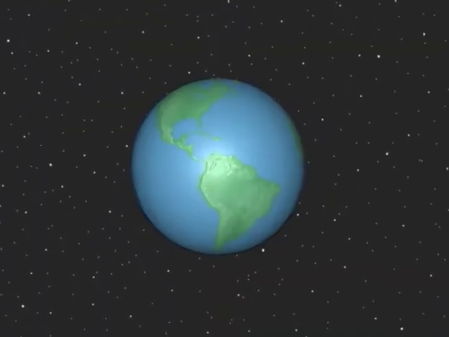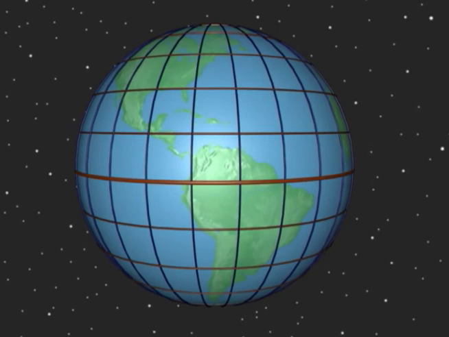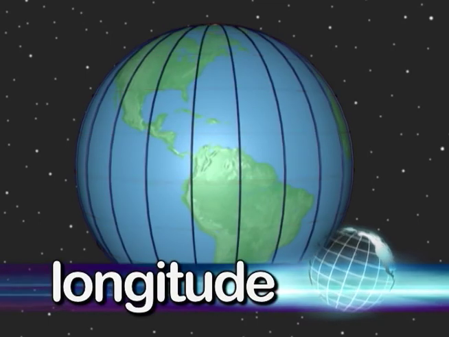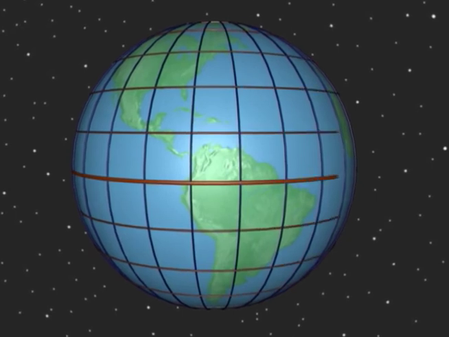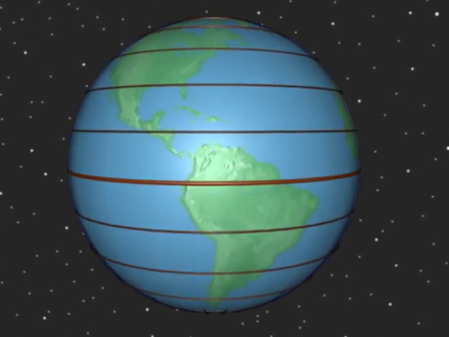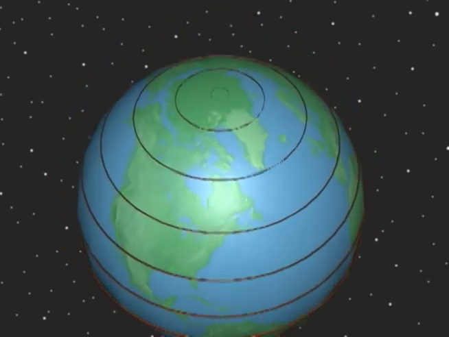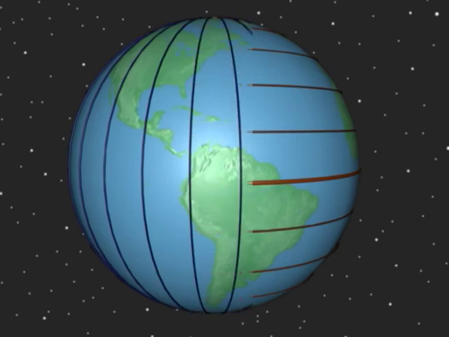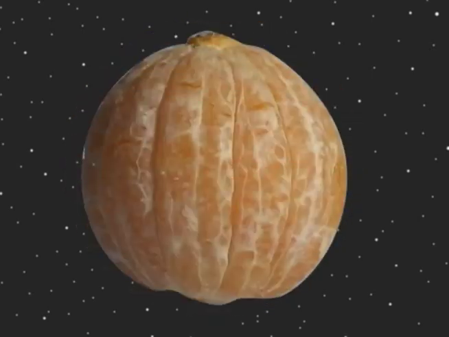Many maps and globes also have special lines that make them easier to read. These lines are called latitude and longitude lines. Latitude and longitude lines are imaginary lines that circle the Earth. Latitude lines run parallel to each other, east and west, making circles around the Earth. Longitude lines run north and south, sort of like the sections of a peeled orange.